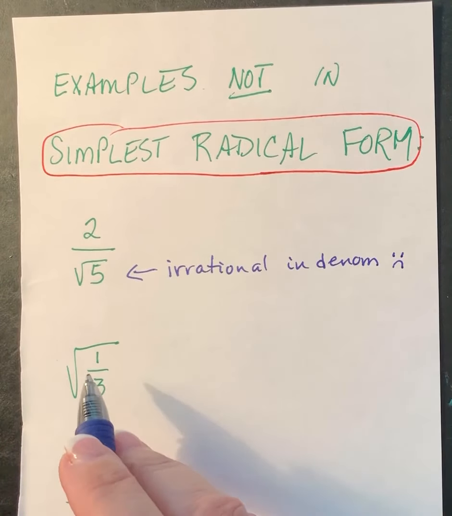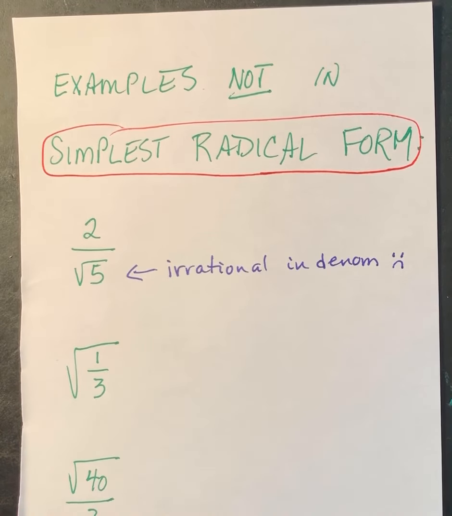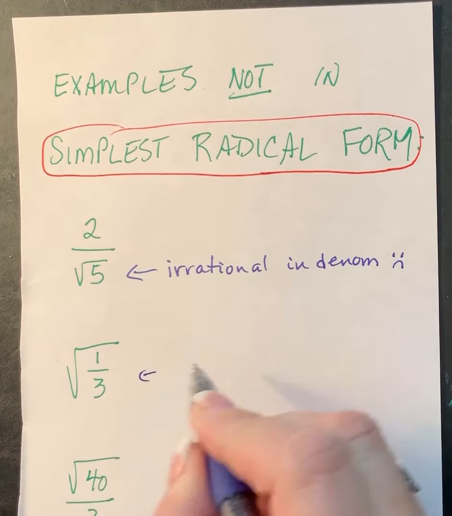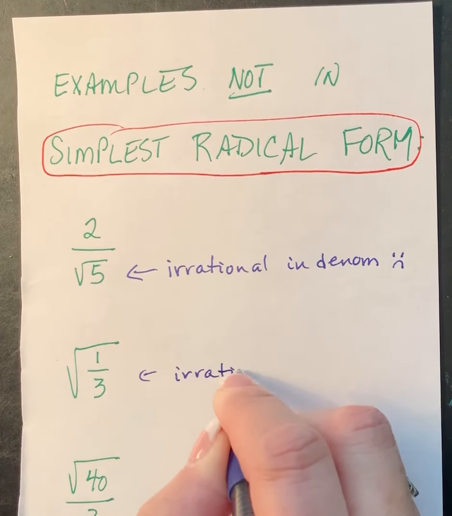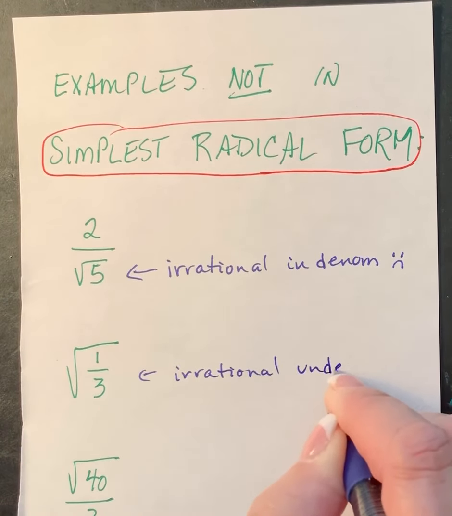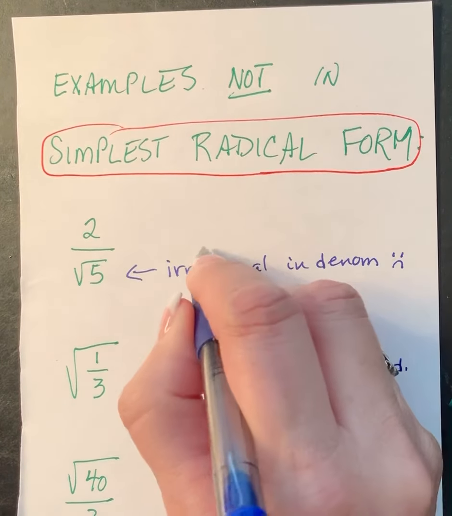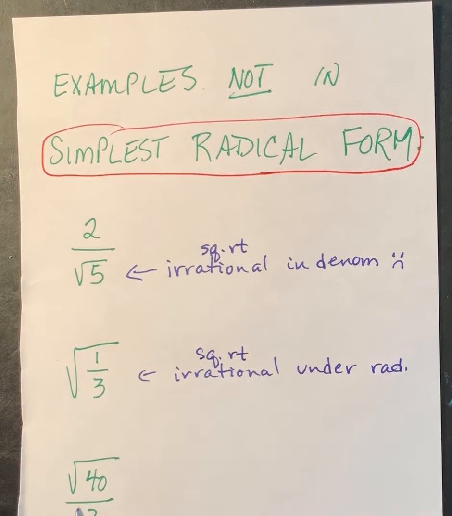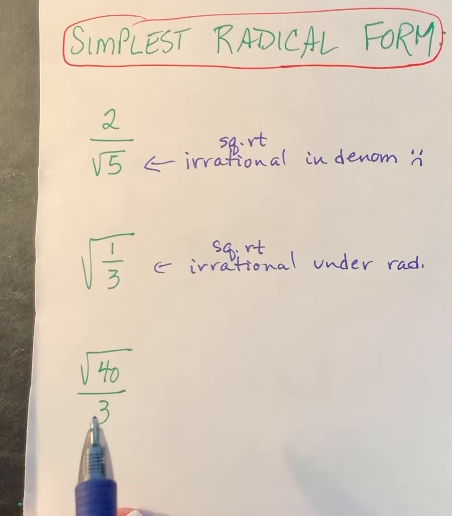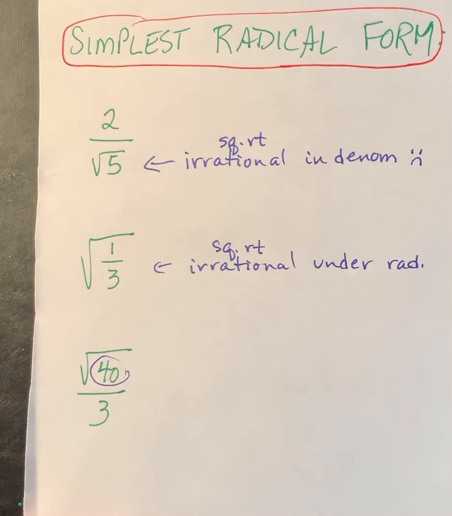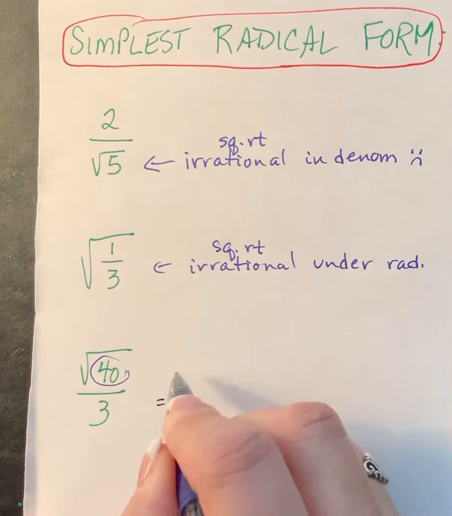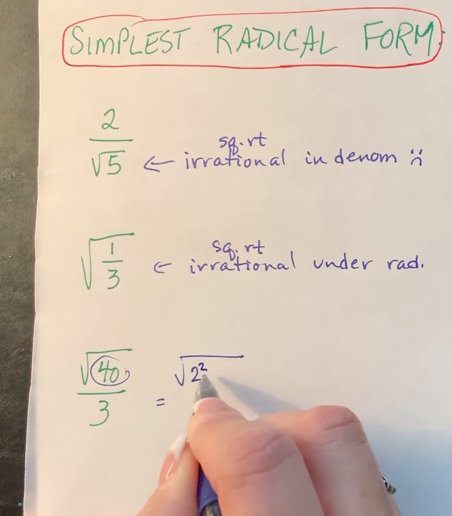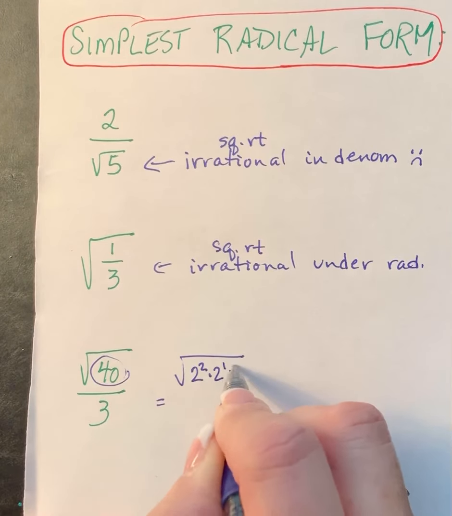In this one, we have a square root under the fraction. Can I have that in your final answer? So it's irrational under the radical. Can't have that. So either say an irrational or a square root if you want to talk about that specifically. So no square root in the denominator, no square root under the radical sign in your final answer. And the problem with this one, the square root of 40 divided by 3, is that 40 has a square in it. So 40 really has 2 squared times an extra 2 times 5.